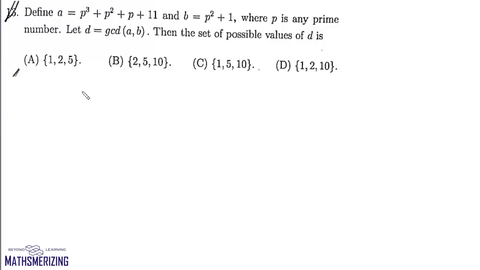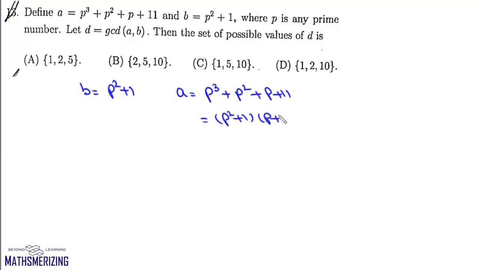Now question number 13 is, we are given B as P square plus 1, and A is P cube plus P square plus P plus 11. Now we can write this as P square plus 1 into P plus 1 plus 10. Now D is the GCD of A and B, and the GCD of A and B will come from the factors of 10. Now what are the possible factors of 10? 1, 2, 5 and 10.